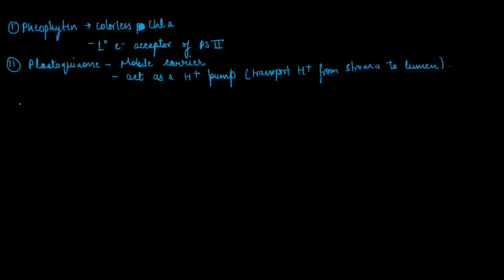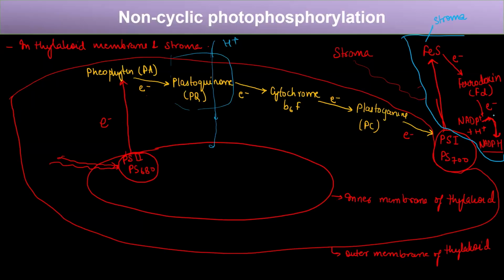Now, what is your third electron carrier? It is plastocyanin. Although there is also cytochrome b6, the important point is about plastocyanin. Plastocyanin is also a mobile carrier. So in the electron transport chain, we have two mobile carriers. One is plastoquinone, represented by PQ, and another is plastocyanin, represented by PC.